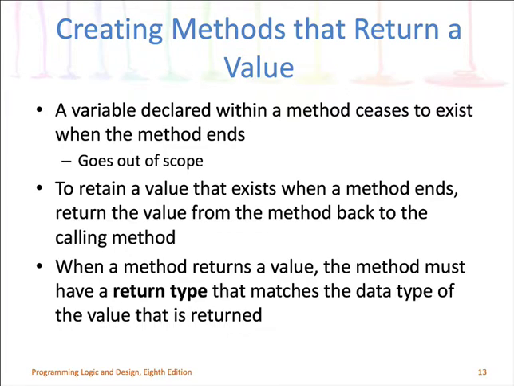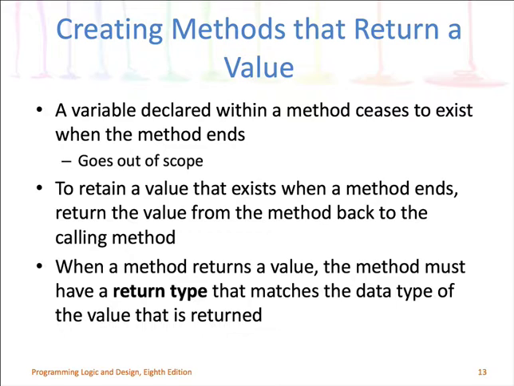A variable declared within a method ceases to exist when the method exits. So I think I've pretty much said that or alluded to that. Another way to say that is it goes out of scope. So if we had a tax rate in our compute tax method, as soon as we return back to the main program, that value and that variable is going to cease to exist.